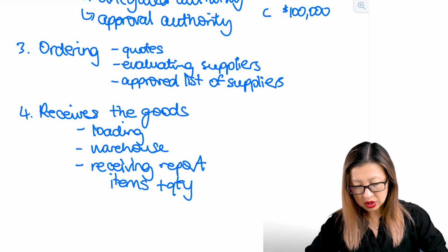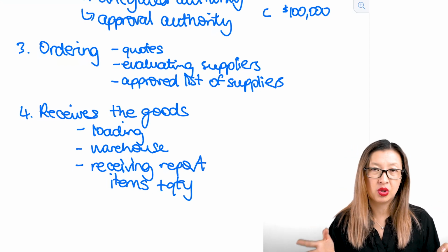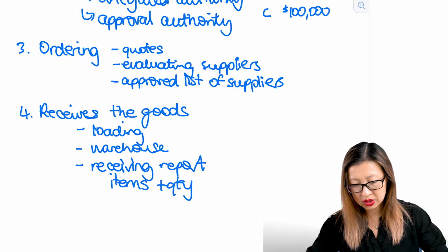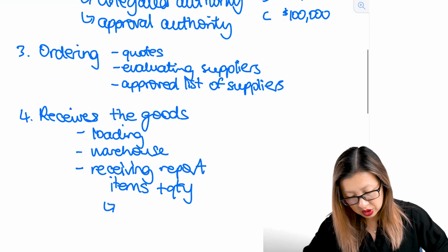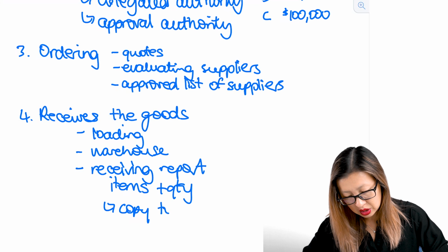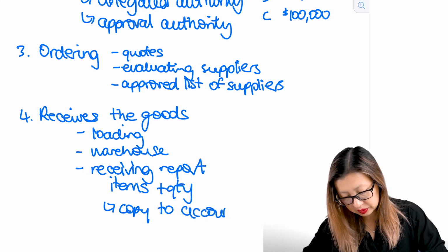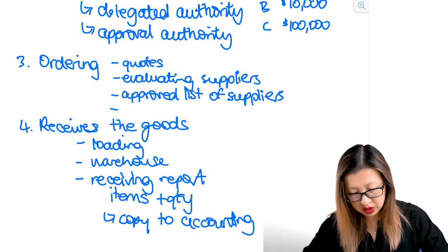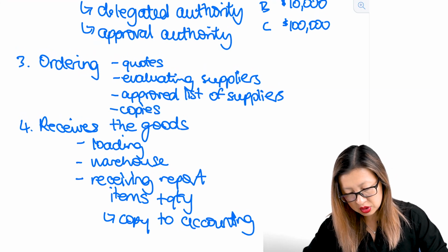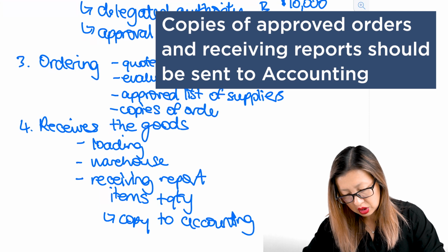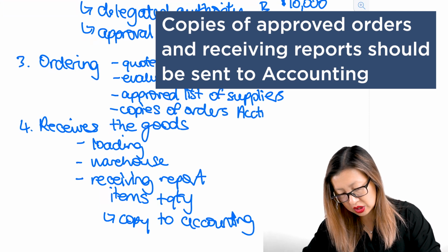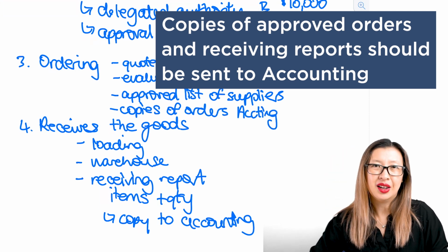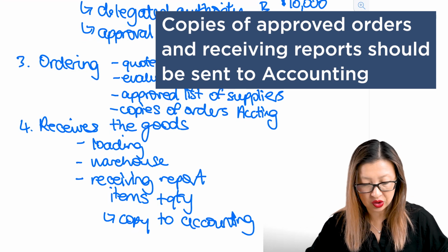Now those reports, typically if they're paper reports, they'll keep a copy in the warehouse, but also they'll need to send a copy to accounting. And I forgot to add up here, once we've had an order, copies of orders should go to our accounting department as well. All right, because remember, they're the ones that have to do all the journal entries here.